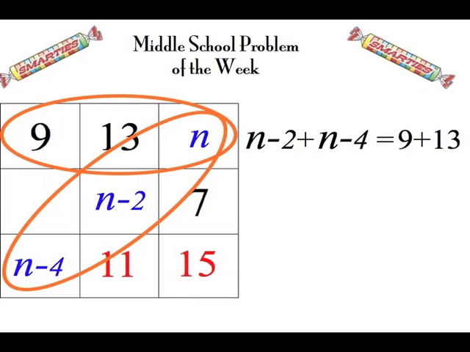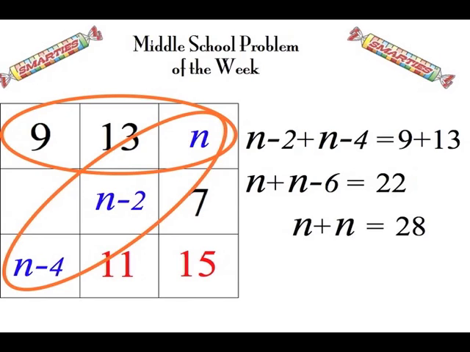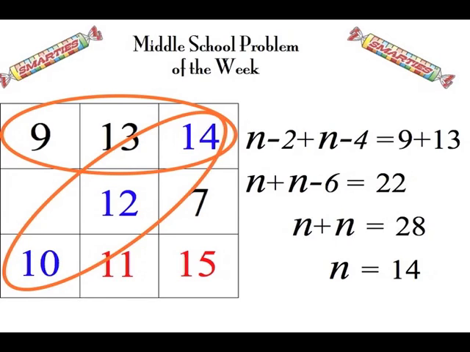So we do the equation shown on the right, we simplify each side, and we get that n plus n minus 6 is 22. If something minus 6 is 22, then the something is 28. If a number plus itself is 28, then that number is 14. So n is 14. n minus 2 is 12, n minus 4 is 10.